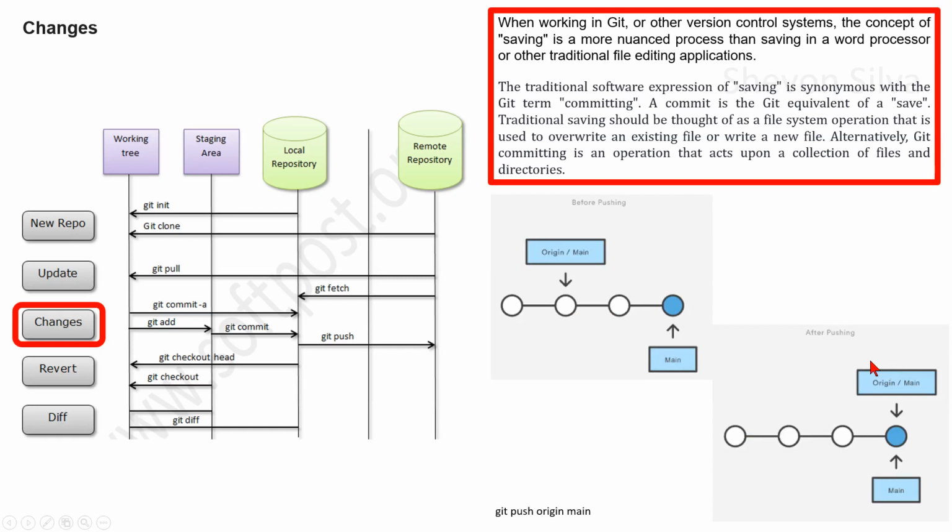Here we are considering git push origin main. This is before git push origin main, before pushing and after pushing. Git push is more commonly used to publish and upload local changes to a central repository. After a local repository has been modified, a push is executed to share the modification with remote team members.